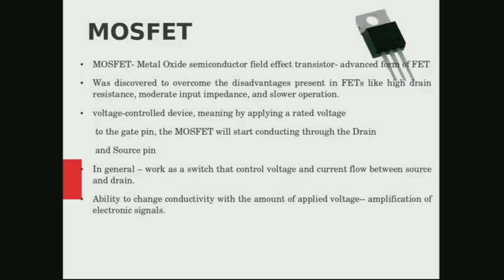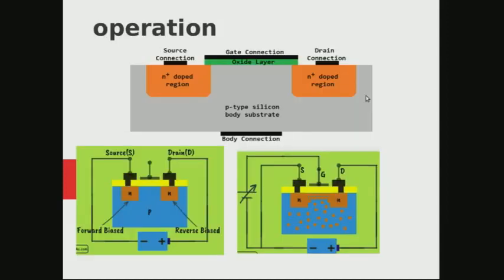Like FET, it is also a voltage controlled device, which means that by applying the rated voltage to the gate pin, the MOSFET will start conducting through the drain and source pins. In general, they are used as a switch that controls voltage and current flow between the source and drain. But because of its ability to change conductivity with the amount of voltage we apply, we can also use them in amplification of electronic signals.